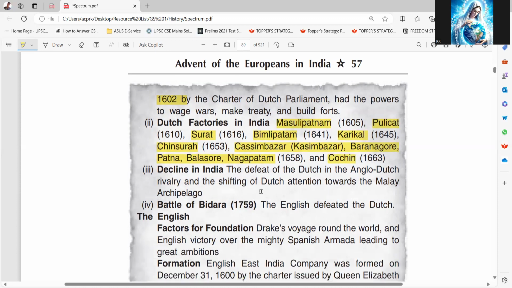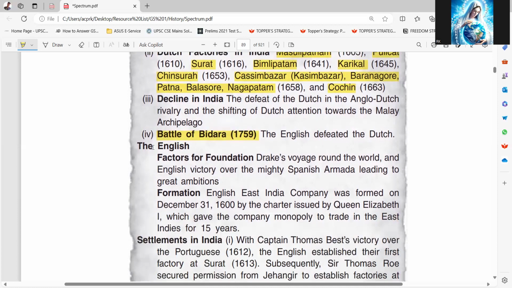Decline in India. The defeat of the Dutch in Anglo-Dutch rivalry and shifting of Dutch attention towards the Malay archipelago. Fourth one is Battle of Bedara, 1759. The English defeated the Dutch. The English.